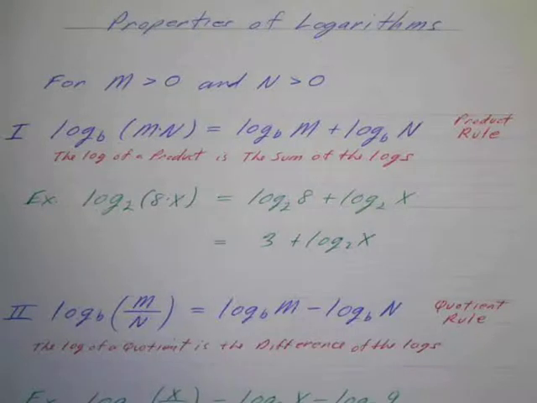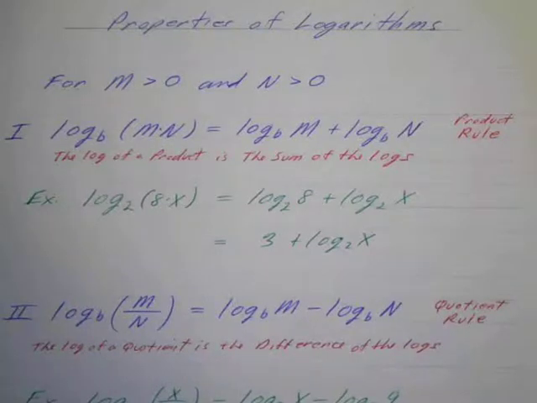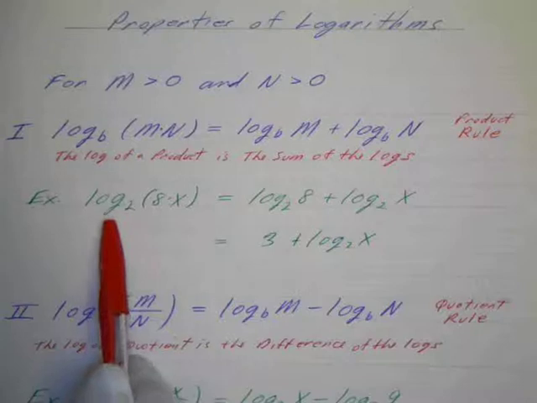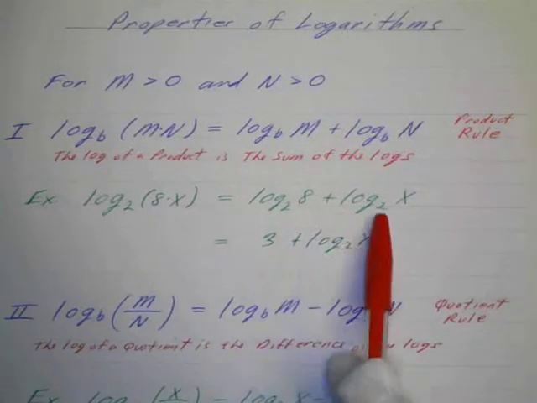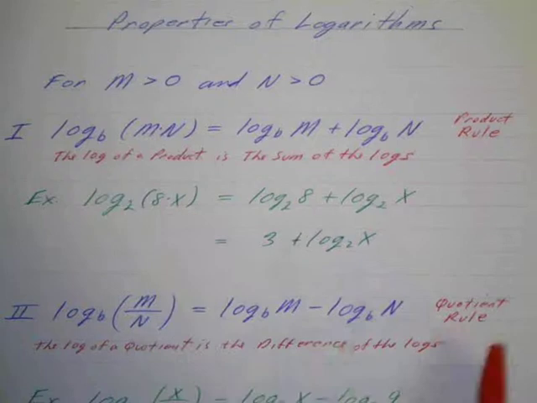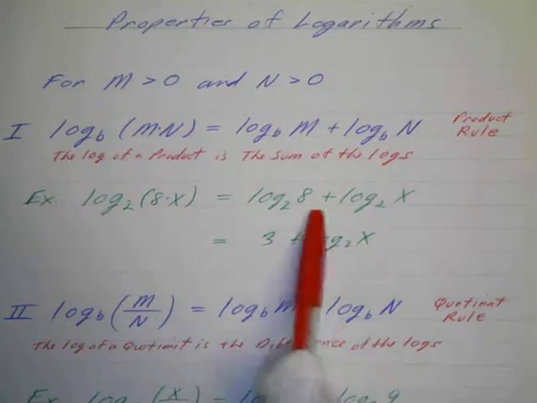So remember when we were doing our properties of logarithms, we were in essence expanding these expressions. In other words, we went from log to the base 2 of 8 times x to log to the base 2 of 8 plus the log to the base 2 of x. So we were expanding. Well, if we went backwards, this is called condensing.